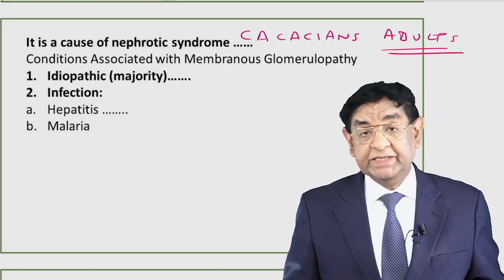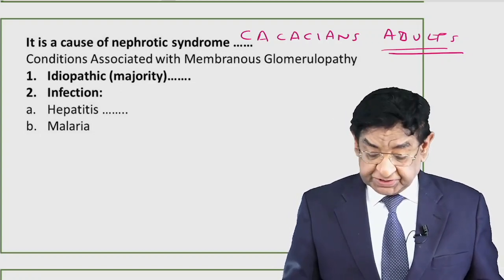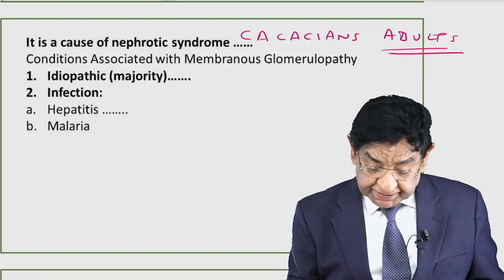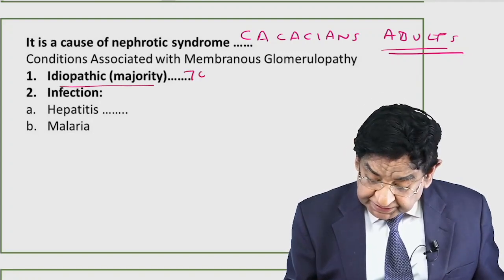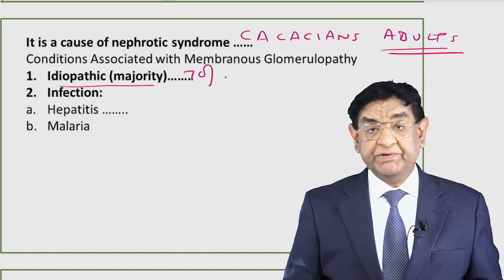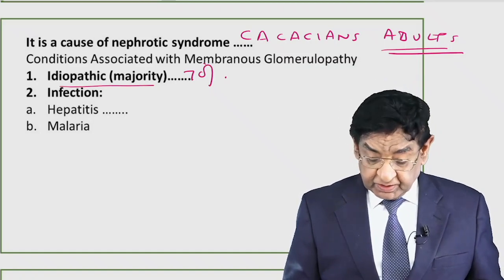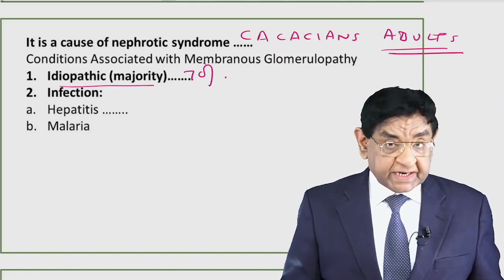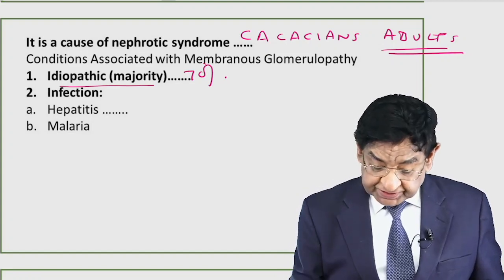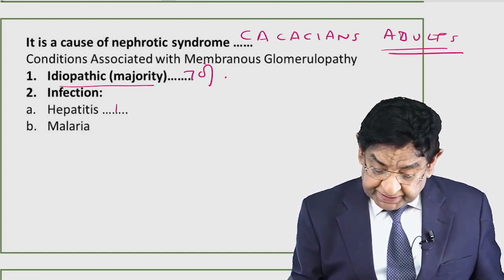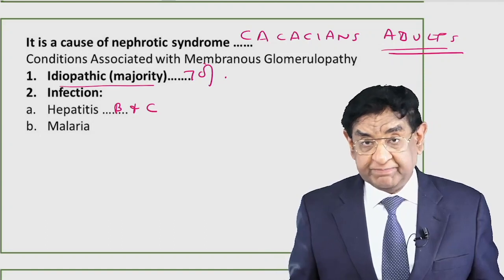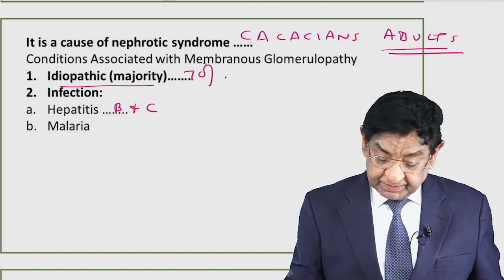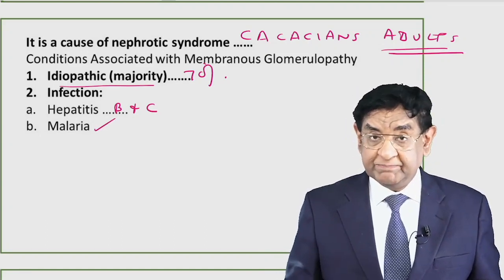Now let us see what the causes of this condition are. It is usually idiopathic. The majority of the time there is no reason, as high as 70% of cases. But otherwise, there are certain secondary causes. In the secondary causes, infections, especially hepatitis B and C. Point to be noted that minimal change glomerulonephritis is not caused by B and C. It can sometimes be caused by malaria also.